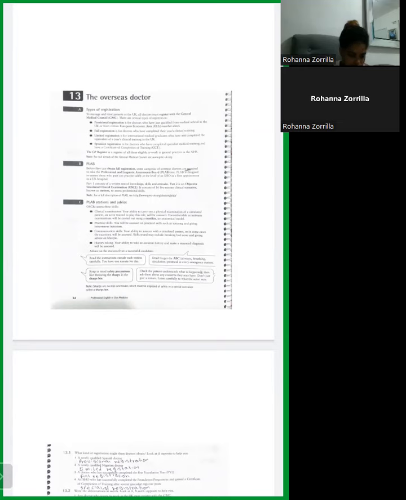To manage and treat patients in the UK, a doctor must register with the General Medical Council (GMC). There are several types of registration. Provisional registration is for doctors who have just qualified from medical school in the UK or from certain European Economic Area (EEA) member states.